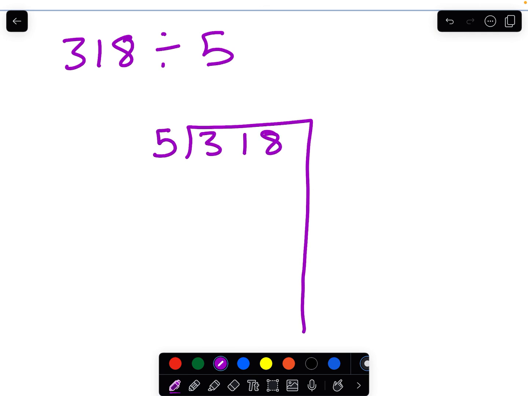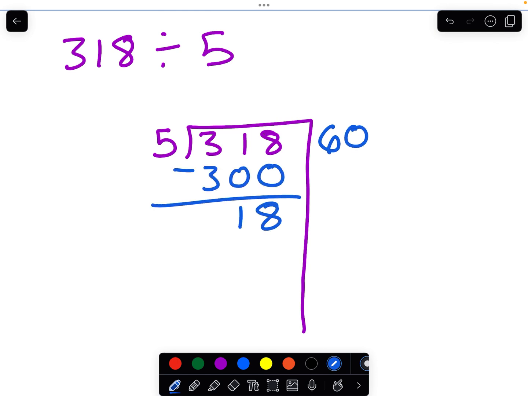318 divided by 5. I'm going to start by saying to myself, how many times does 5 go into 300 using friendly numbers? Well, I know 5 times 6 is 30, so 5 times 60 will be 300. Subtract, I get 18. How many times does 5 go into 18? The answer is 3 times. 5 times 3 is 15, and I'm left with 3.